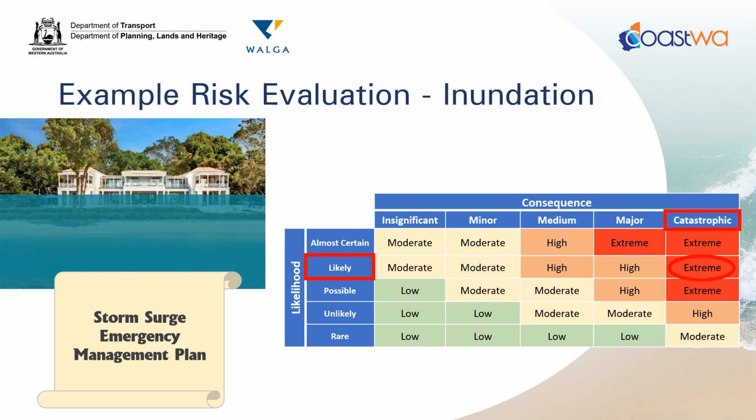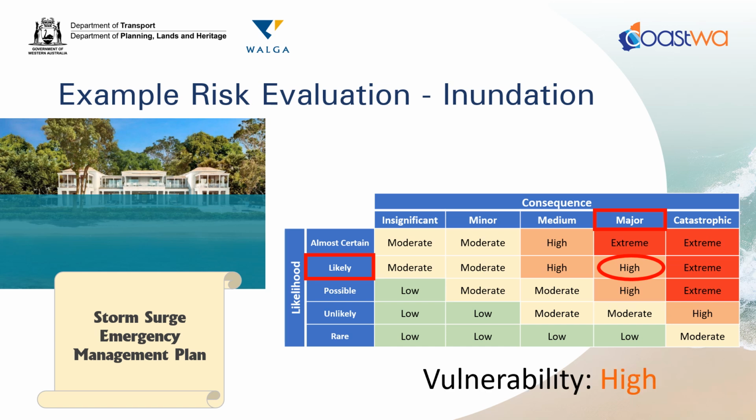So when we look at what impact that has on our risk assessment, we've got a catastrophic consequence, which was an extreme risk. We're now down to a major consequence, which is a high risk. So our vulnerability in that sense would be high.